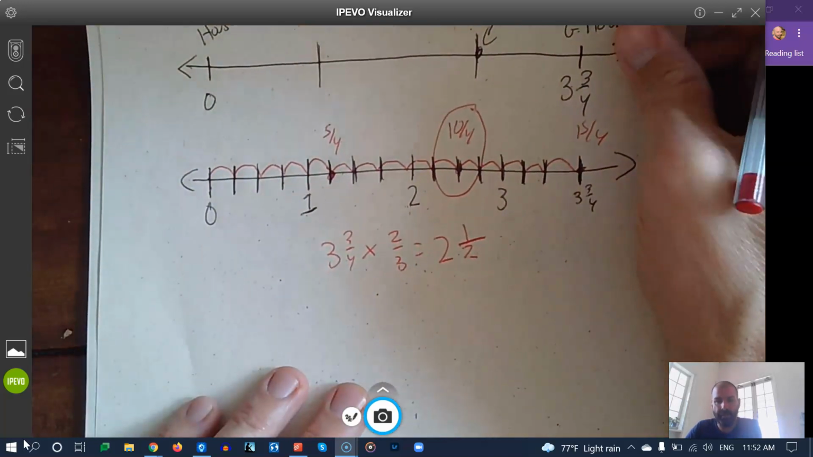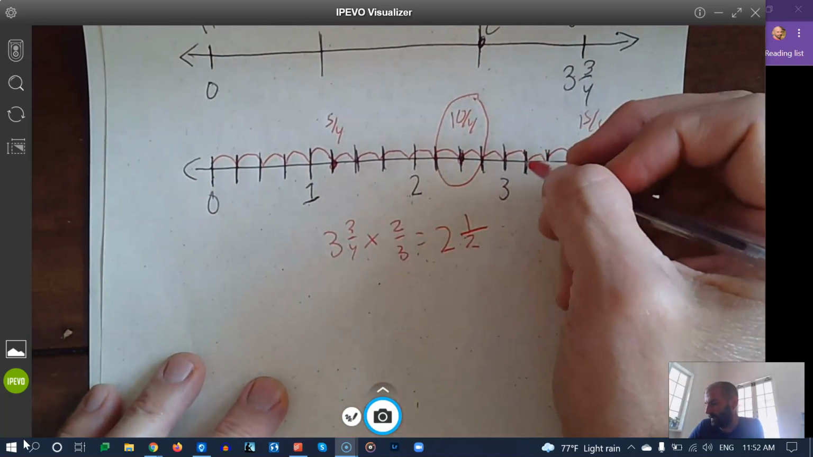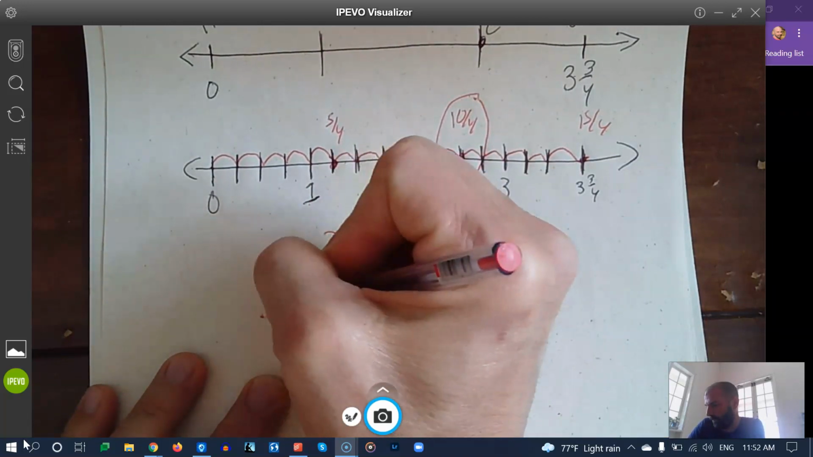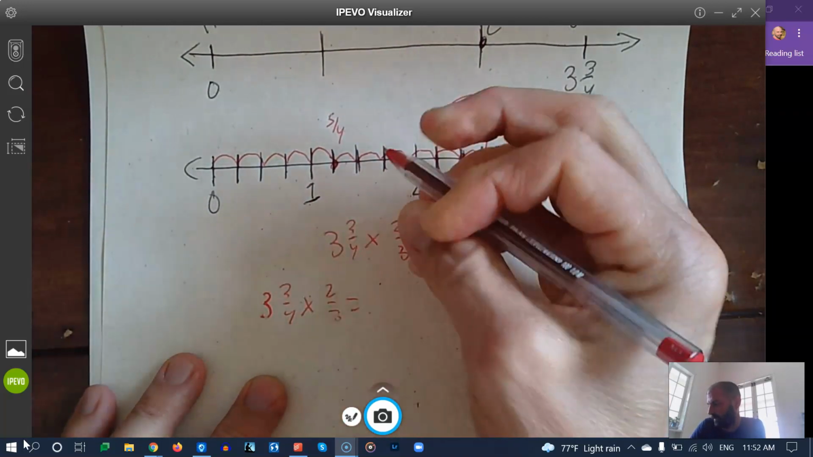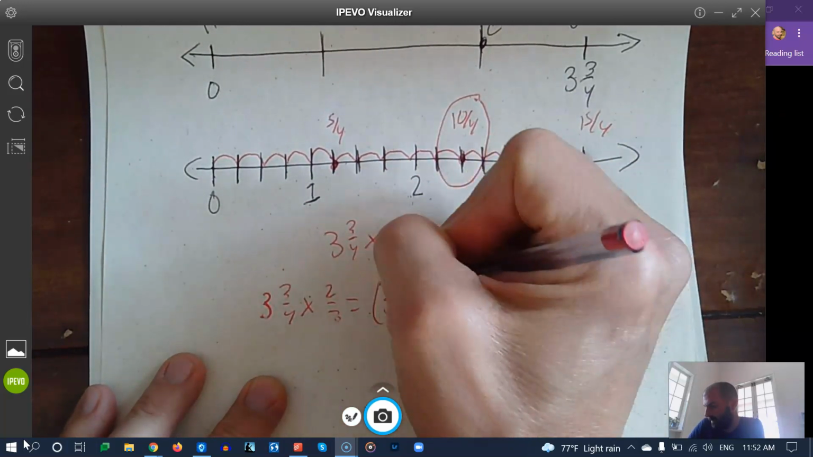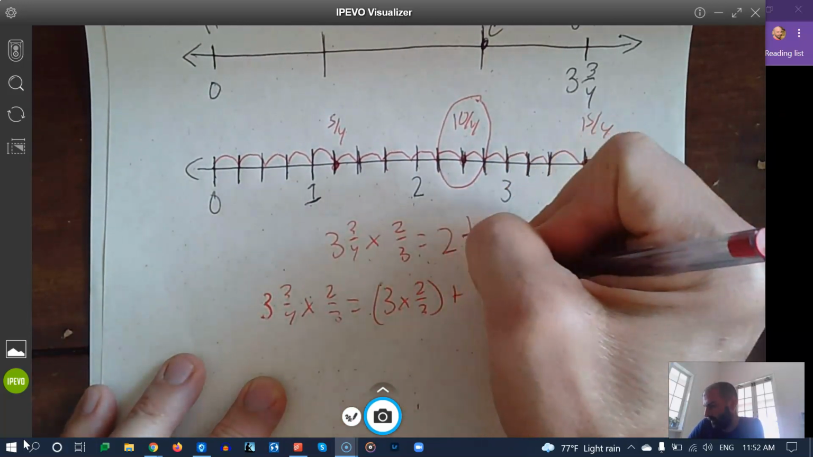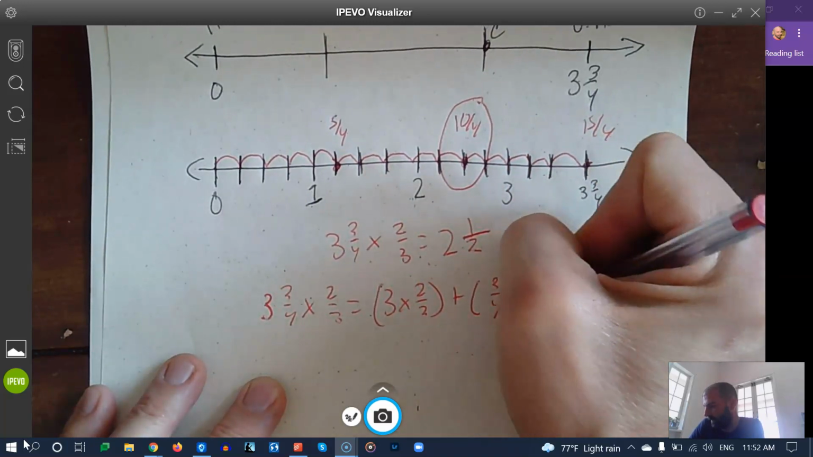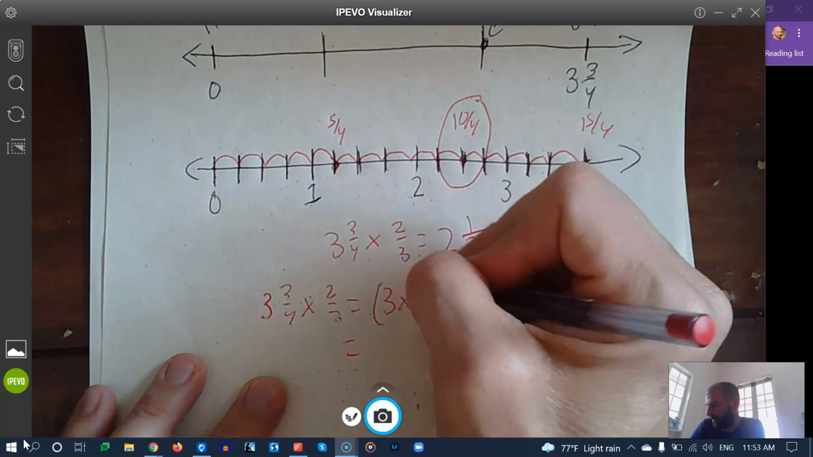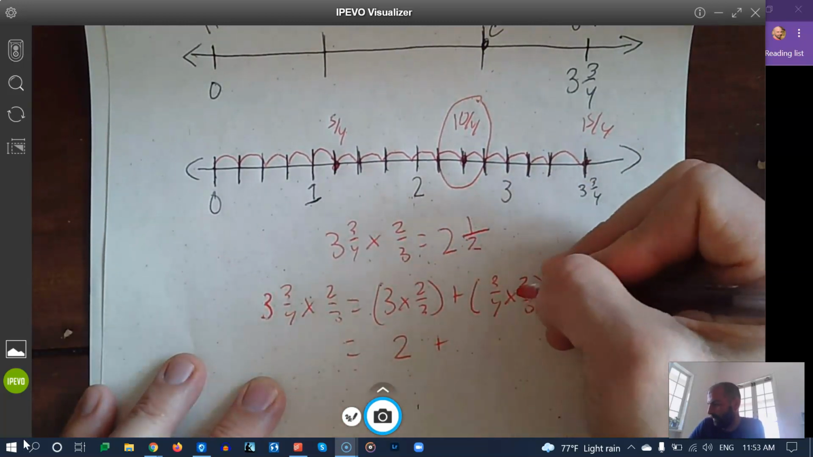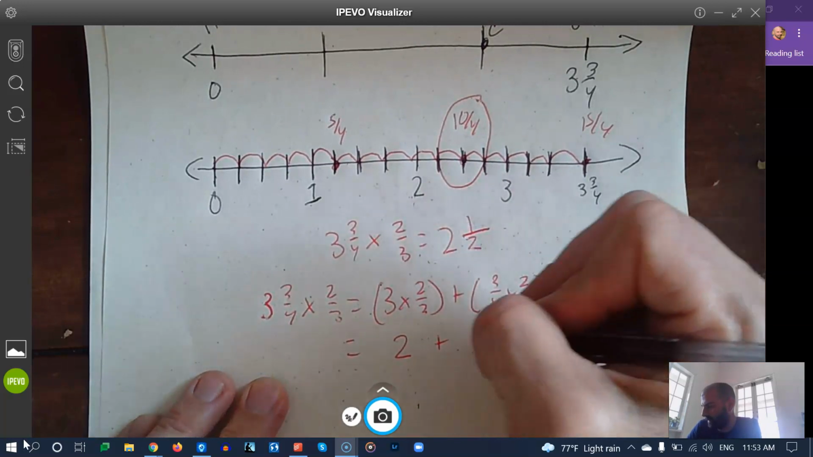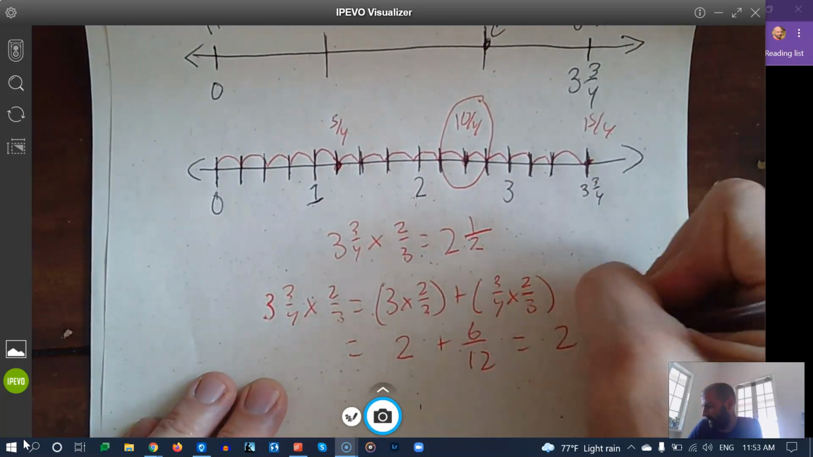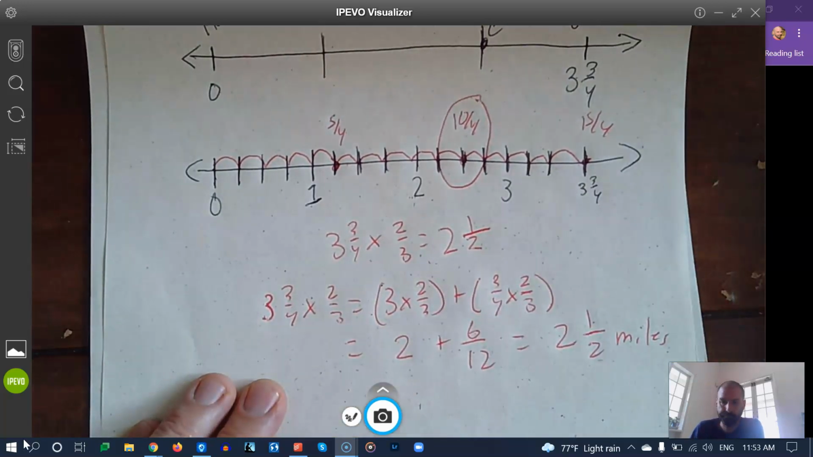What's another way we can think about this? Well, I like splitting things up. So you could have 3 3/4 times 2/3. Let's check this. So that would be 3 times 2/3 plus 3/4 times 2/3, which equals: 2/3 of 3 is 2. 3/4 times 2/3, that's what, 6/12? Okay, that's a half. Yep, so that's right. 2 1/2 miles. All right, cool.